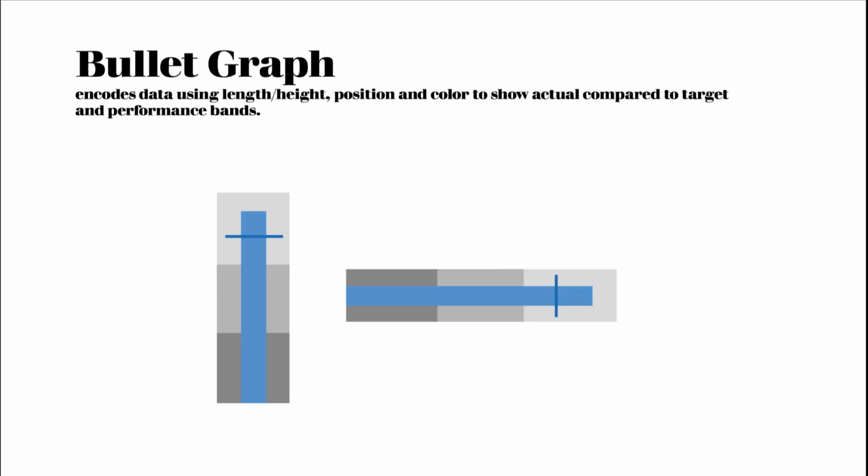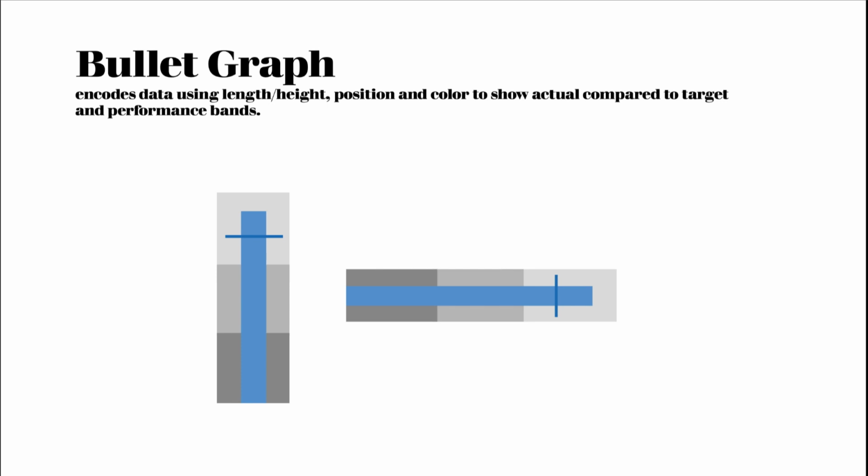Now, bullet graphs are an extension of your visualization and have started to appear a lot in recent years, and they are an excellent way to show an actual value compared to a target value. They use height or length from a common baseline for the actual value and position to make the comparison to the target line. Color can be used to show performance bands, and the actual value can be shown in context to the desired performance levels.